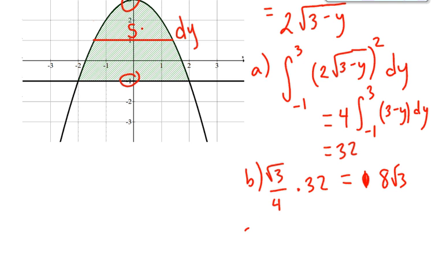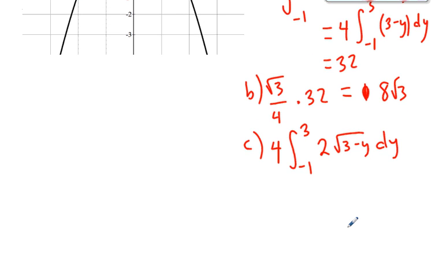All right, for part C, that is rectangles of height 4. Now that's the only one that you have to redo an entire integral. So I have a height of 4, which is going to be 4 times the integral from -1 to 3. And then my s would still be the 2 square root of 3 minus y dy. So you could actually pull that 2 out if you wanted to and solve for that one. And I actually don't have the answer for that one, so we'll just skip that one.